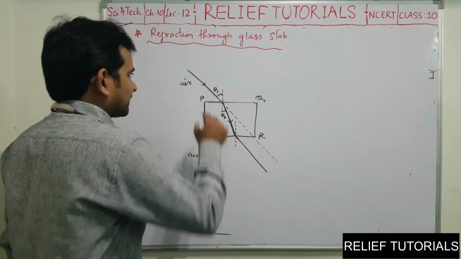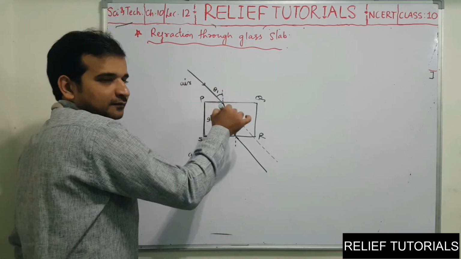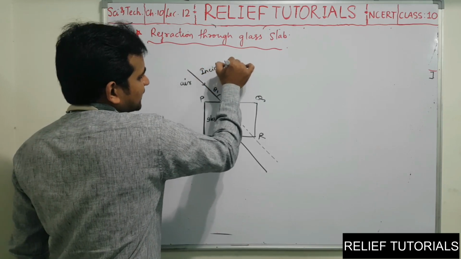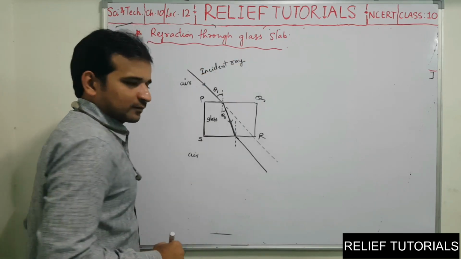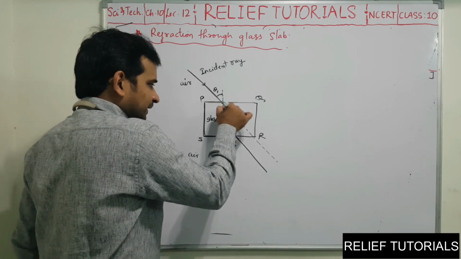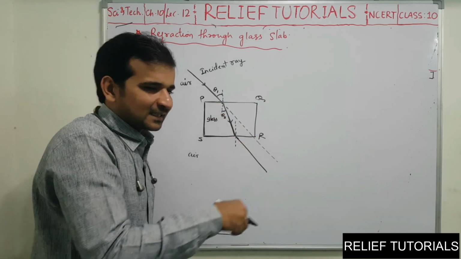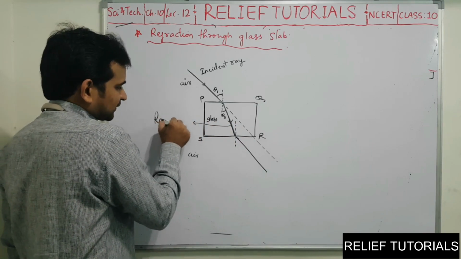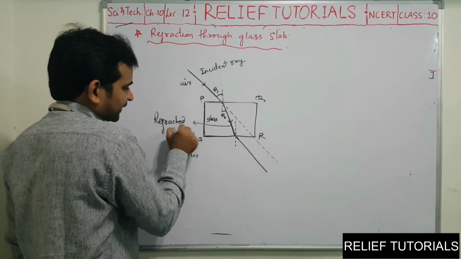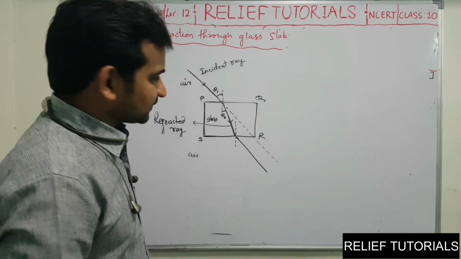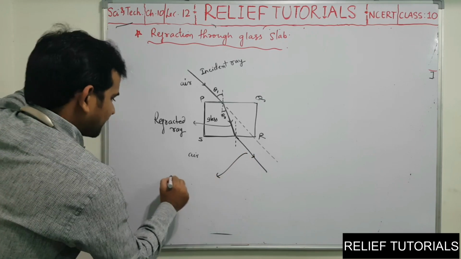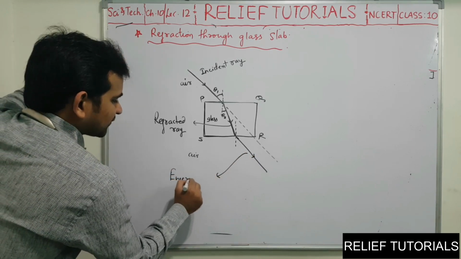So in this case, the first ray which is coming from air is called the incident ray. This second ray which is traveling inside the glass is called the refracted ray, and the ray which is coming out is called the emergent ray.